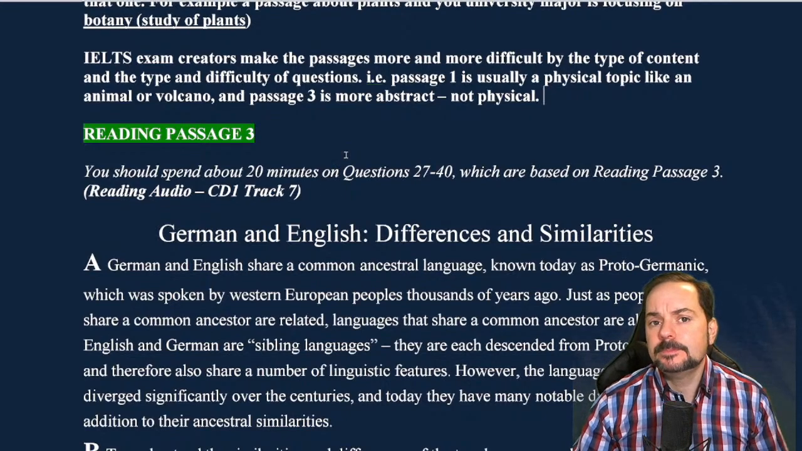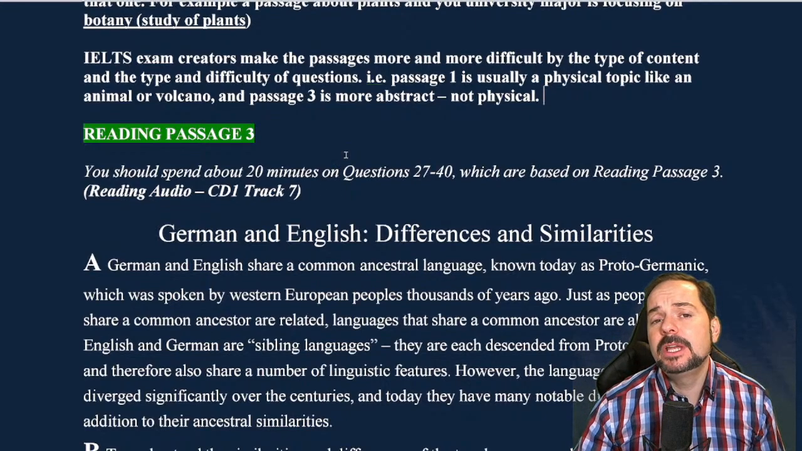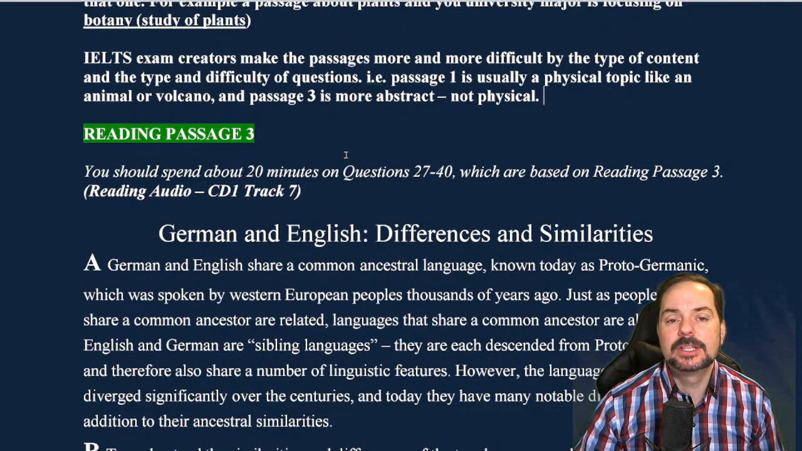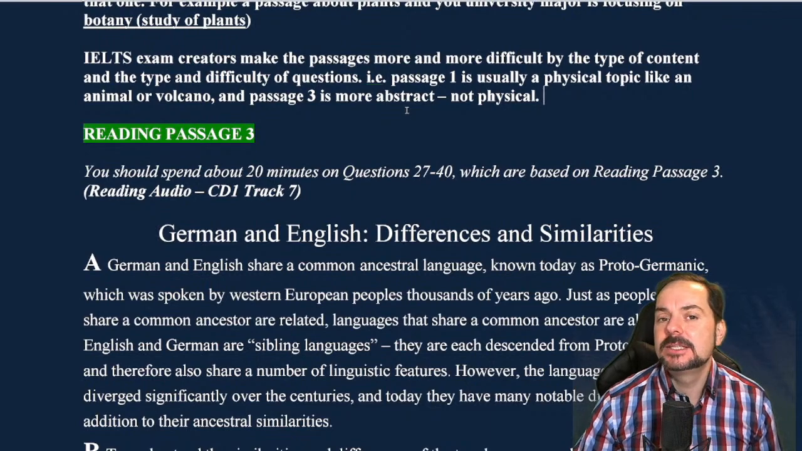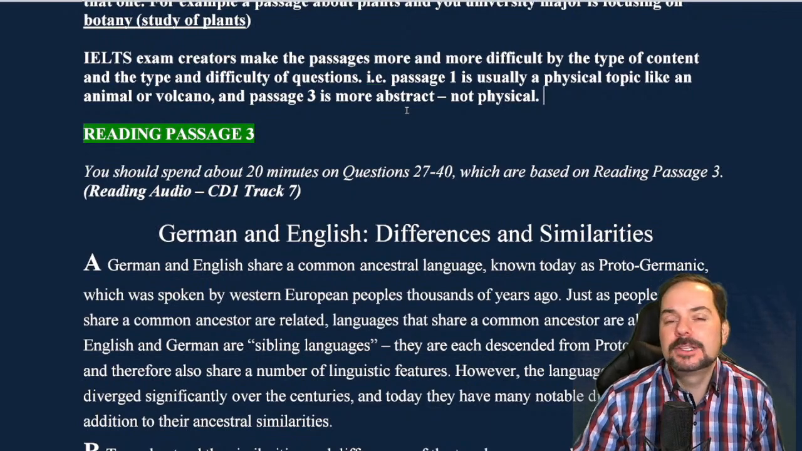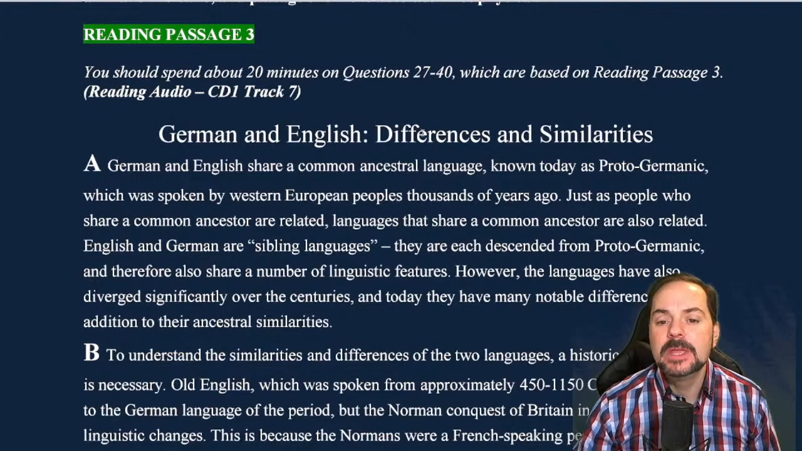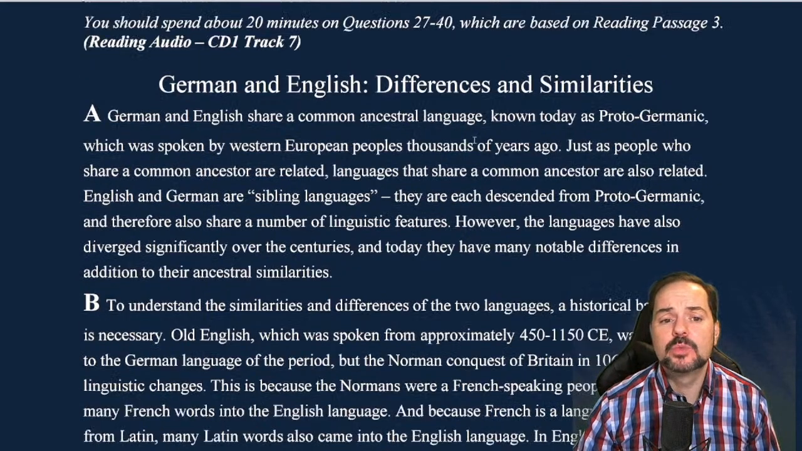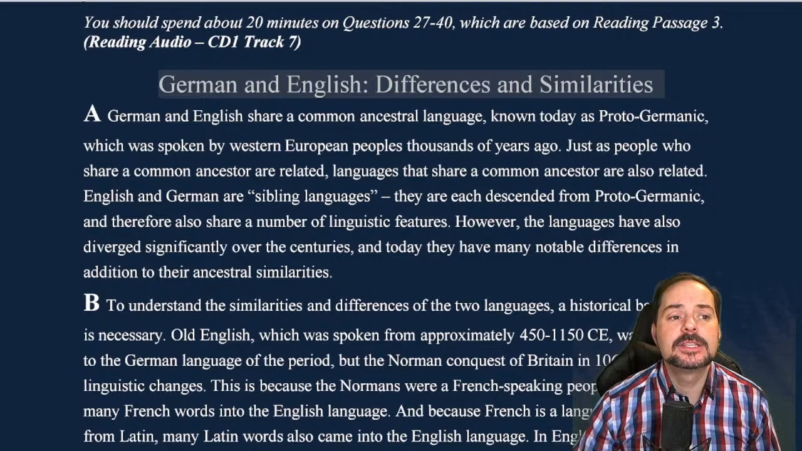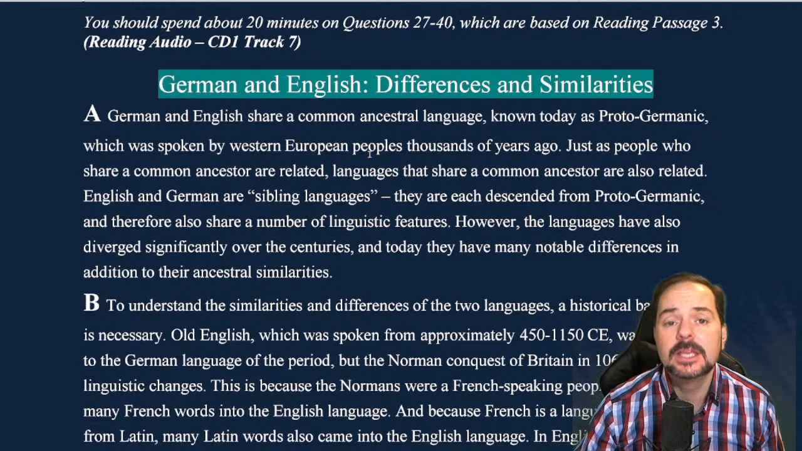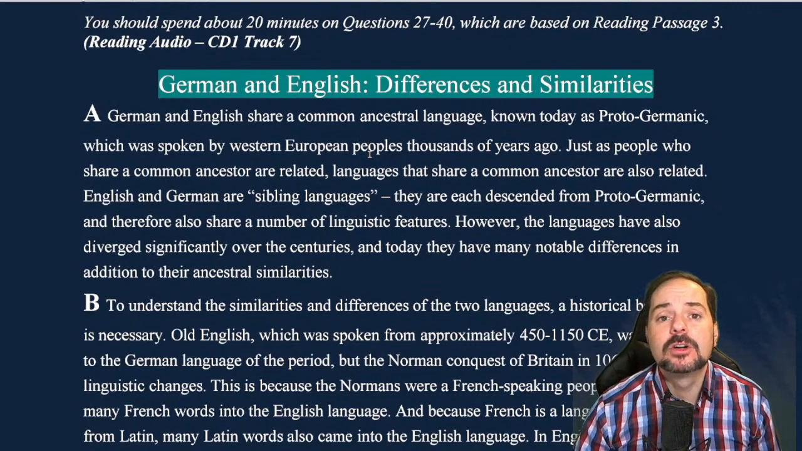And then passage 3 is often something that we can't touch, right? Something that we can't actually see, like an idea or a concept, like talking about philosophy. And in today's passage, we are looking at this topic, and this is a passage 3. It's German and English, differences and similarities. And right away, you notice that, oh, okay, this is obviously not a physical object.